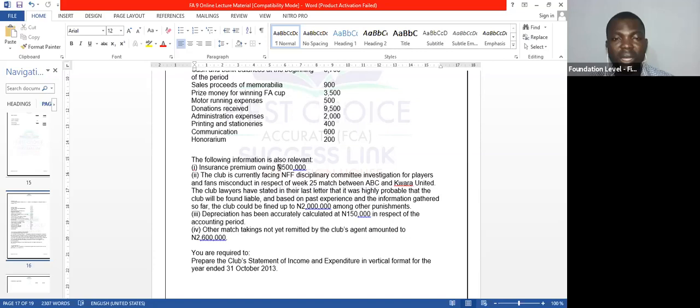The other one we have is other match takings not yet remitted by the club agent, amounting to 2.6 million. It means that the total match takings stated earlier, before the additional information, does not include this 2.6 million. So we now take the match takings from the table plus this. Let's do the additional workings, then we start posting.